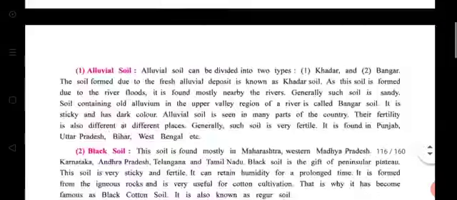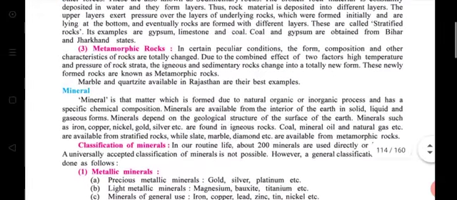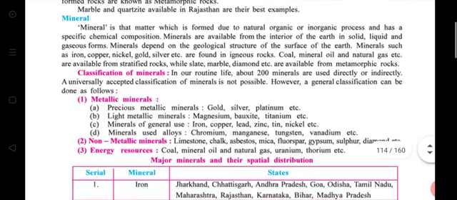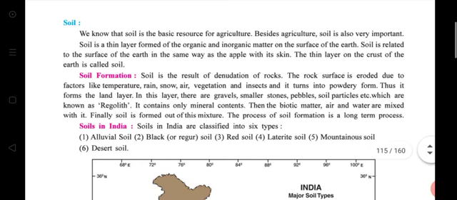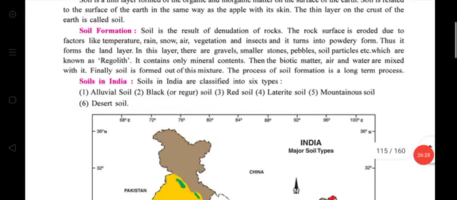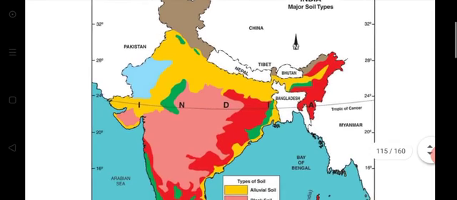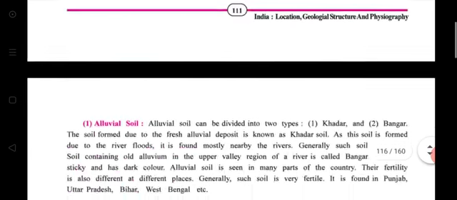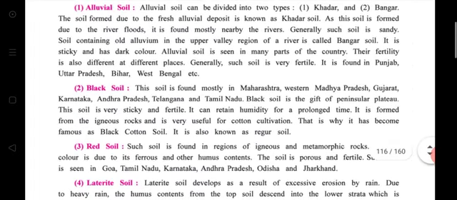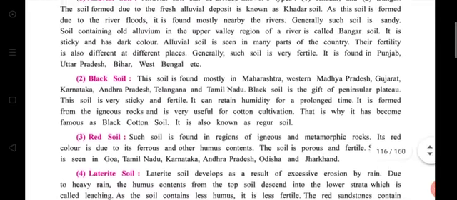Okay, good. See, students, in today's lecture we did a revision of the last lecture, rocks and minerals. Then we started soil, the basic idea, soil formation and classification of soil in India. In classification, we did three types: alluvial soil, red soil, and black soil. We also studied this map in today's lecture. I hope you are all clear on these three types of soil.